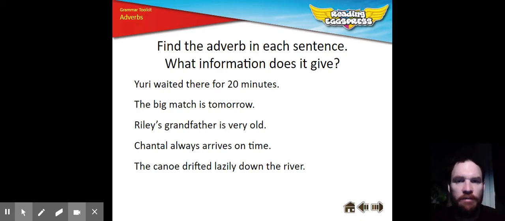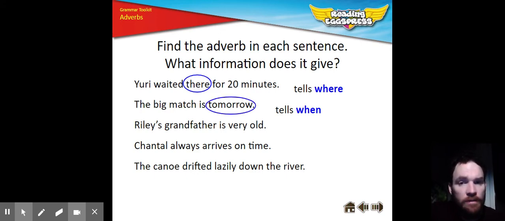Yuri waited there for 20 minutes. This adverb tells us where. The adverb is there. The big match is tomorrow. This adverb tells us when. The adverb is tomorrow.